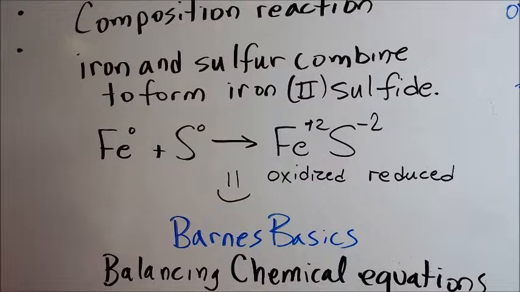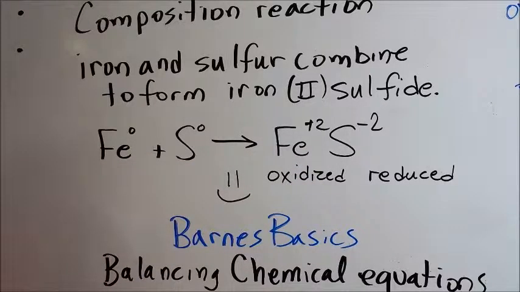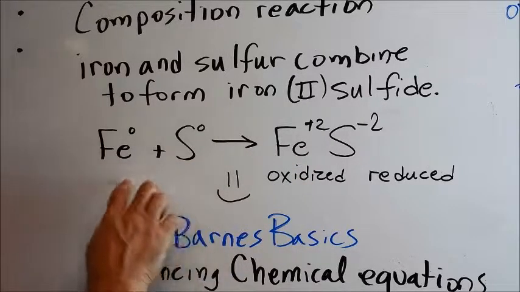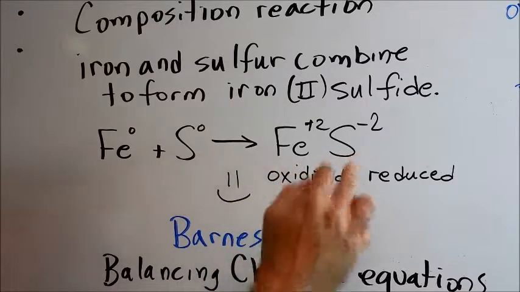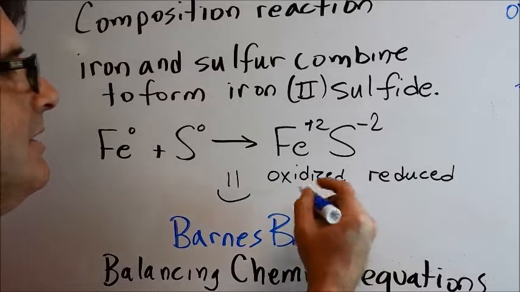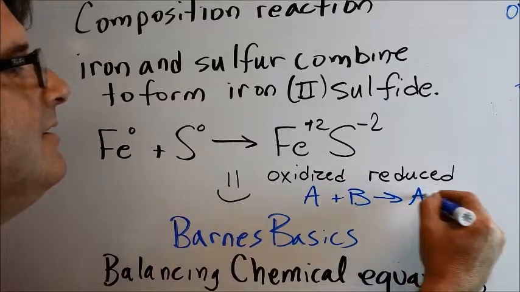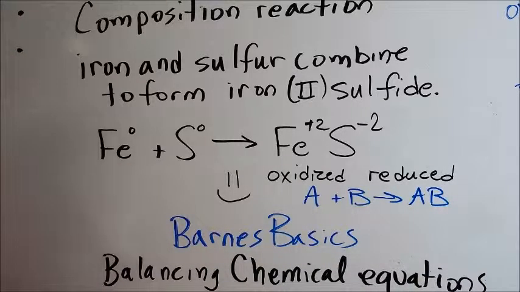That is a composition reaction, 2 things combining to form one other compound. In this one, you could say A plus B makes AB. That would be a good way to take a look at that one. You might say A plus B yields AB. It's pretty clear how that works.